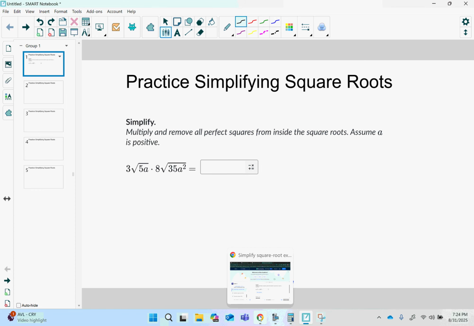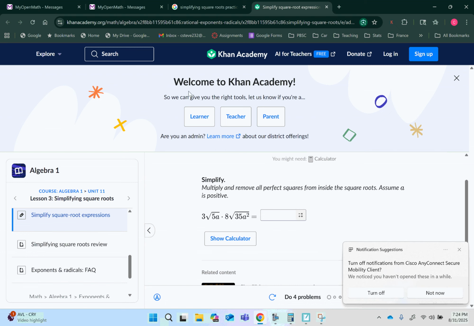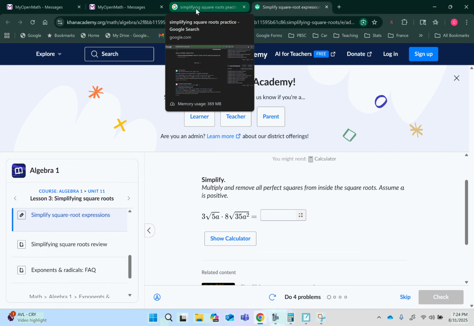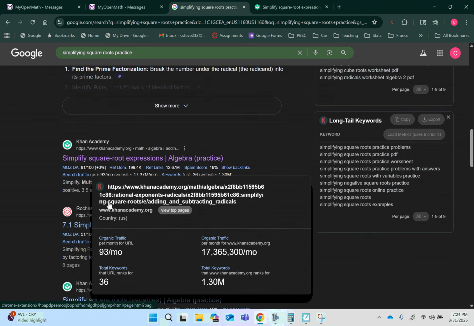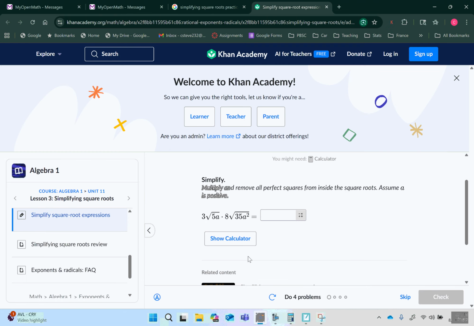I just Googled extra practice simplifying square roots, and Khan Academy is awesome. I found this great site, and I'll share the link with you if you are interested, just message me in Canvas inbox. But I think you'll be able to find it pretty easily if you just search it up the way I did. Simplifying square roots practice is what I put in, and then I found the Khan Academy link right there.